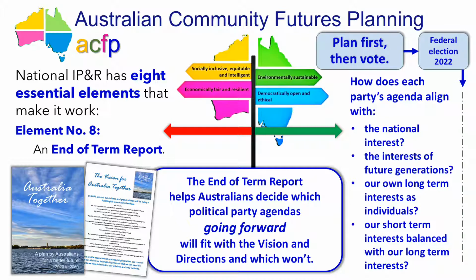The end-of-term report is capable of helping voters make their own decision about what's in their short-term interests because it provides evidence of what has and hasn't worked in the period to meet targets such as those for productivity or wage growth. But beyond that, the report adds something extra that is vital.